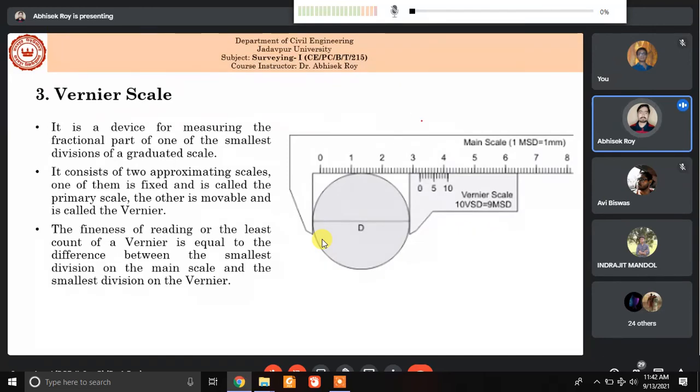Similarly, it is the mechanical magnification. That's all. What is happening there? One main scale will be there and one vernier scale will be there, and say 10 vernier scale divisions equal 9 main scale divisions.